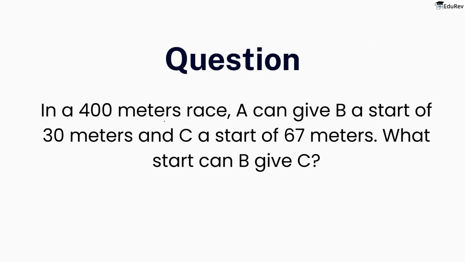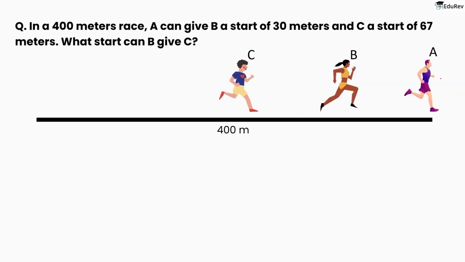Question. In a 400-meter race, A can give B a start of 30 meters and C a start of 67 meters. What start can B give C? It means that if A is at 400 meters, B will be at 400 minus 30 meters, that is 370 meters, and C will be at 400 minus 67 meters, that is 333 meters. From here we can say when B is at 370 meters, then C will be at 333 meters.